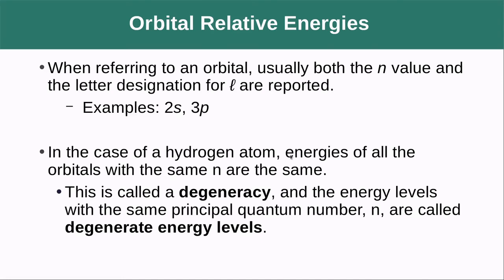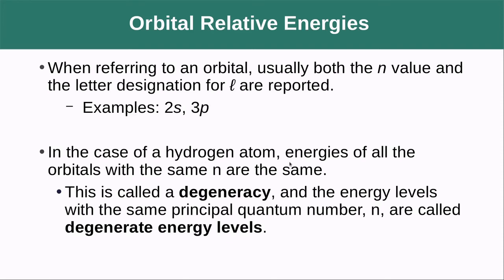When referring to an orbital, usually both the n value and the letter designation for the L value are reported. So you'll write something like, I'm talking about principal quantum number 2, and I'm talking about the s orbital there, so the L value is 0. Or I'm talking about principal quantum number 3, n equals 3, and I'm talking about when L is equal to 1, the p orbital.